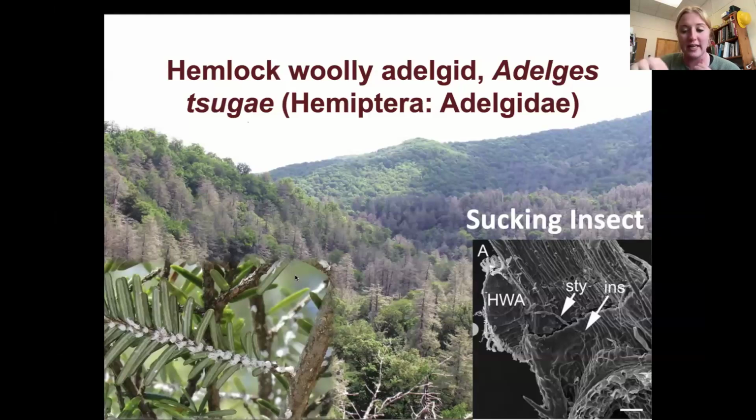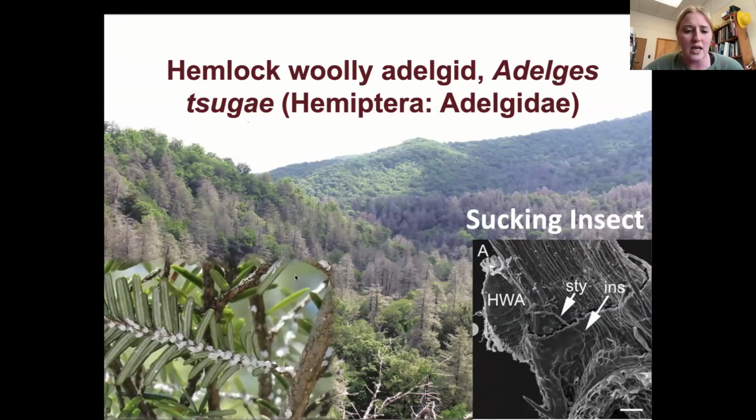This is what we call a sucking pest, and this is actually what I study for my PhD. It's an aphid-like insect that literally sucks the life out of our eastern and Carolina hemlocks, the two native hemlock species that we have here in the eastern US. My favorite tree, it has a special place in my heart. This is my favorite thing to talk about, obviously, but it's super devastating.